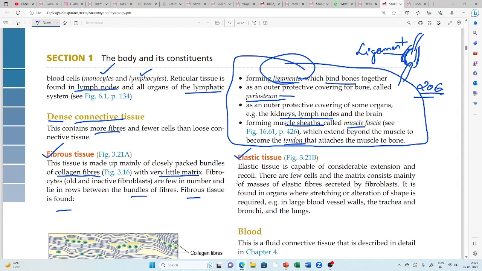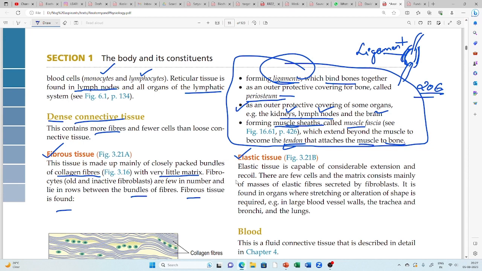Another place where we can see fibrous tissue is the protective covering of some organs like the kidney, lymph node, and brain. These organs are covered with a protective covering, which is also made of fibrous tissue only. Moreover, in our body we have the muscle sheath, like the tendon. A tendon is a tissue that connects muscle to bone.